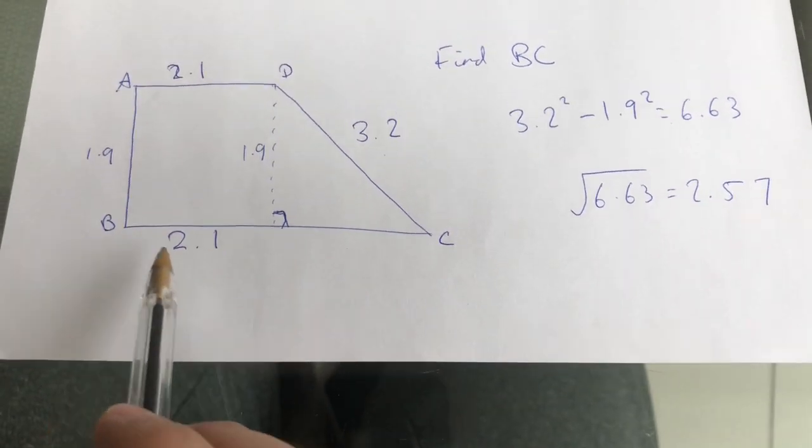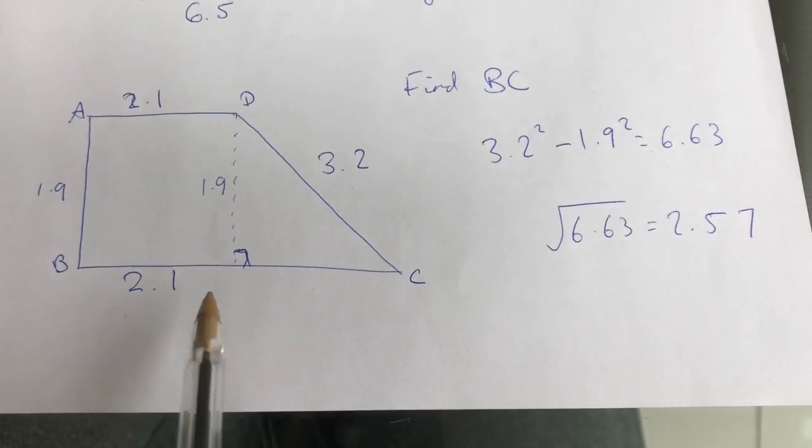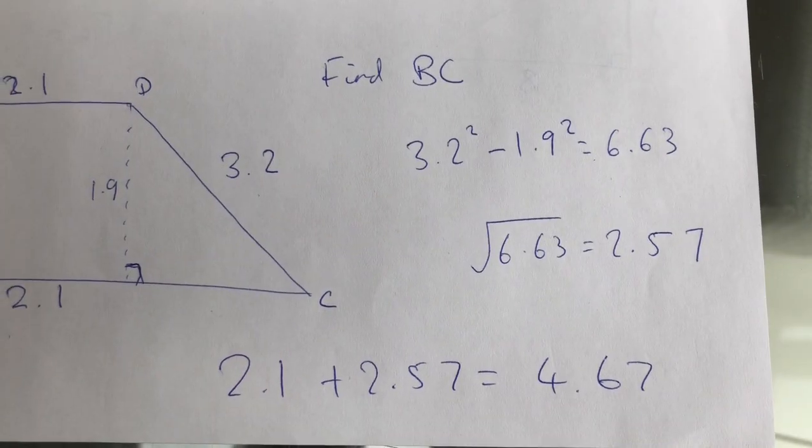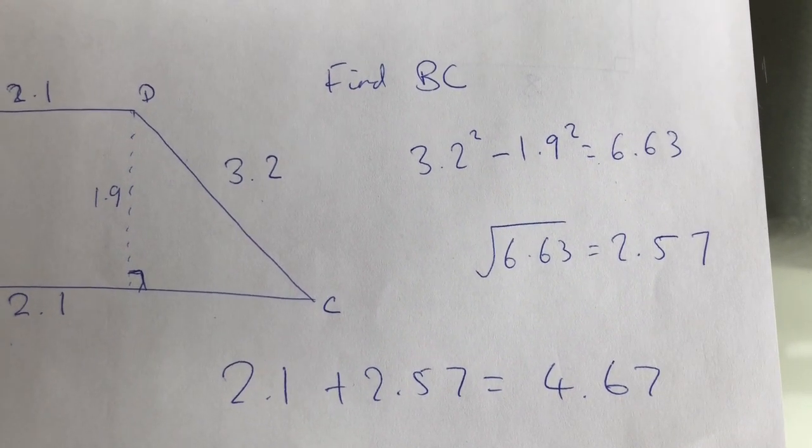So the total length of BC is going to be 2.1 plus 2.57. And doing that final sum gives us 4.67. Done.